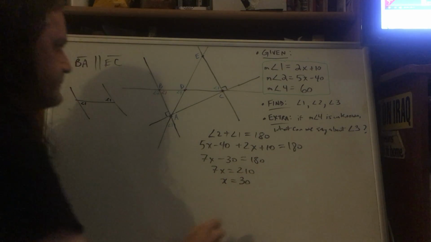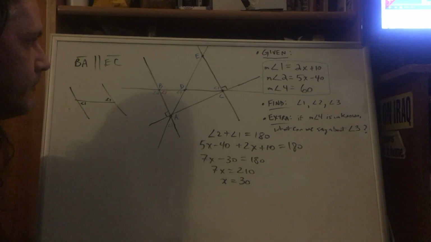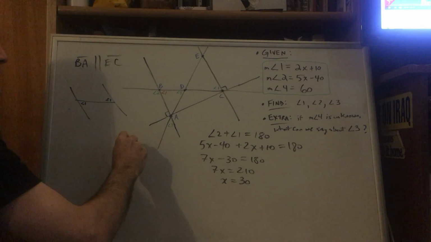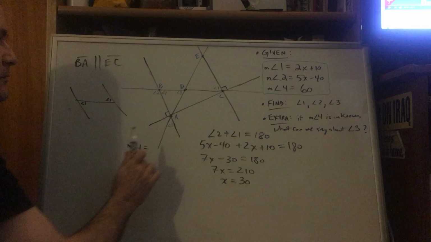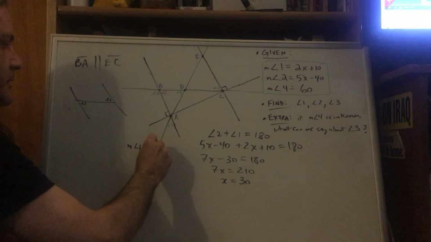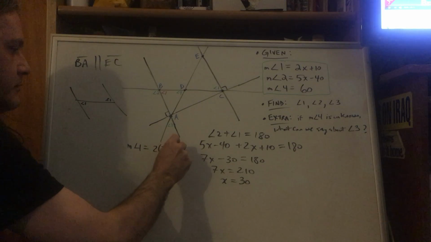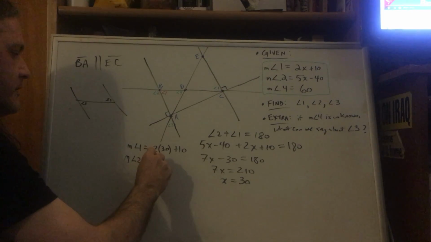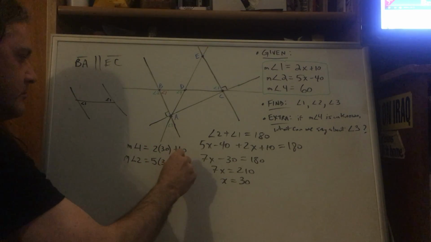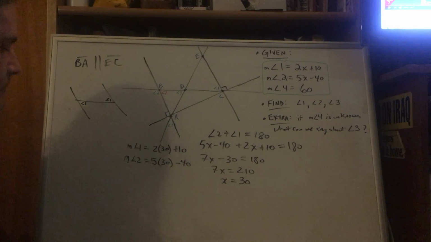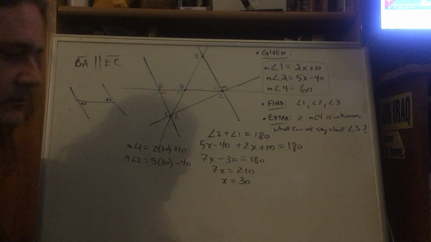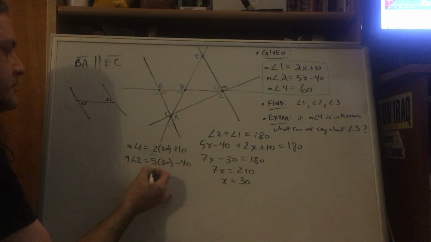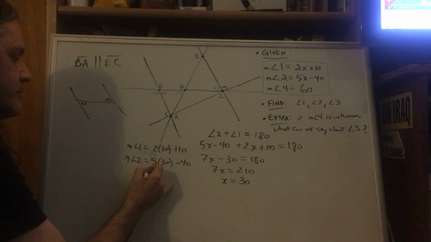And we get x is 30. Alright, so if x is 30, now we can replace the x here with 30, and so then the measurement of angle 1 would be 2 times 30 plus 10, and the measurement of angle 2 would be 5 times 30 minus 40. Okay, so then the measurement of angle 1 is what, 70? And the measurement of angle 2 is 150 minus 40, 110.